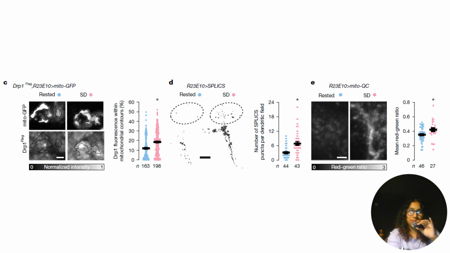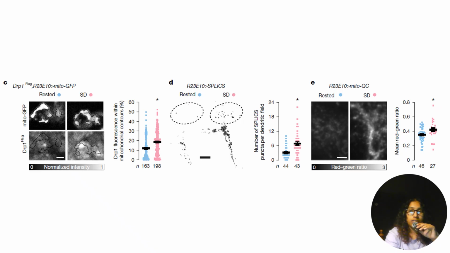Okay, I'm back to explain the most important figure of the study. So here comes the three parts of the findings. First comes the DRP1, which is the dynamin-related protein 1. Then comes the SPLICs, which are the split GFP based contact site sensors, which will tell us about the contact between mitochondria and ER. Then comes the MitoQC, which is the mitochondrial quality control sensor, and it tells if the mitochondria is undergoing mitophagy or not. So let's first look at the DRP1.